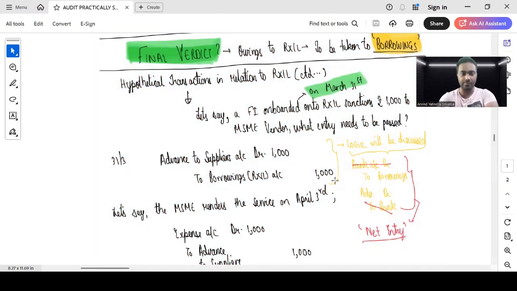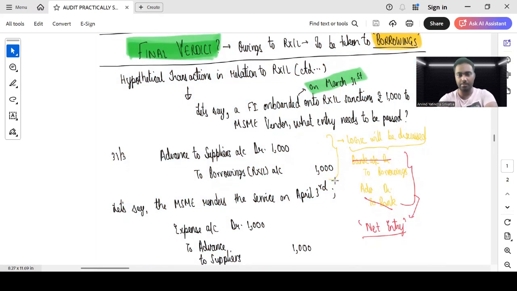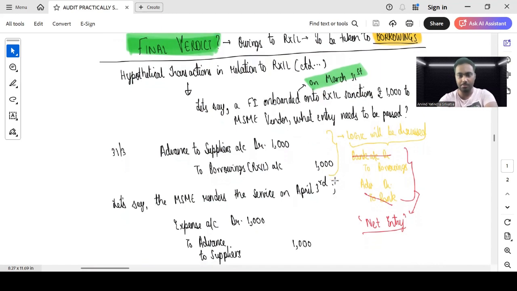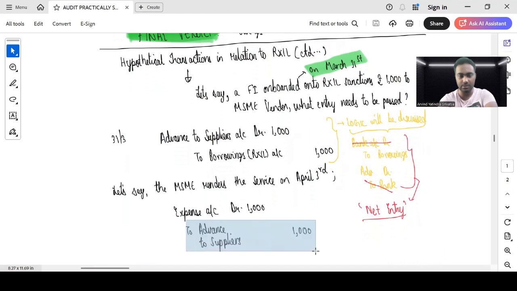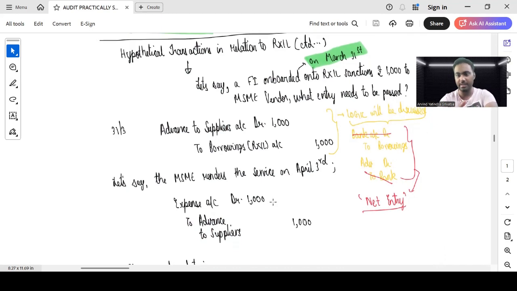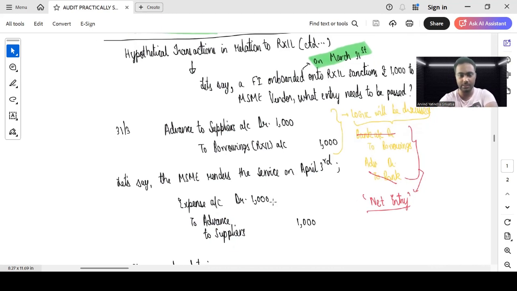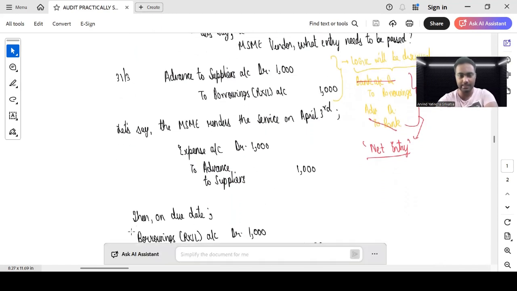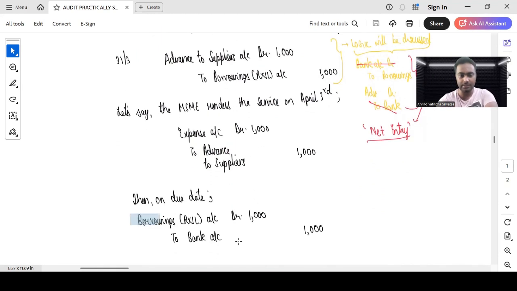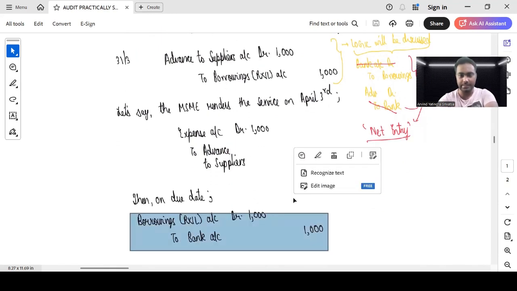So let's say the MSME vendor renders the service on April 3rd after the financial year end. So you would pass the entry expense debit, then you would take the credit to advance to suppliers for 1,000 because the advance in relation to which you had given is getting utilized now because the service is availed now after the financial year end. I hope you understood this. Next, if I just come down, then on the due date, that is after 6 months, when you repay the amount back to RXL, you will pass the entry borrowings account debit to bank. Guys, I hope you understood this.